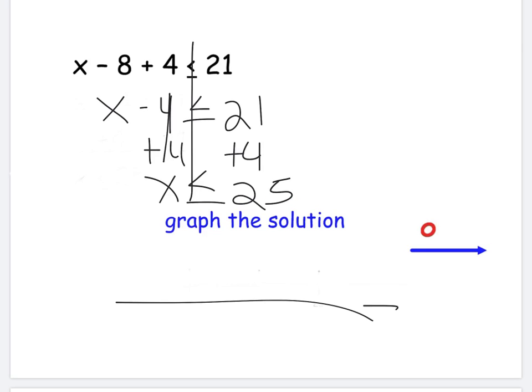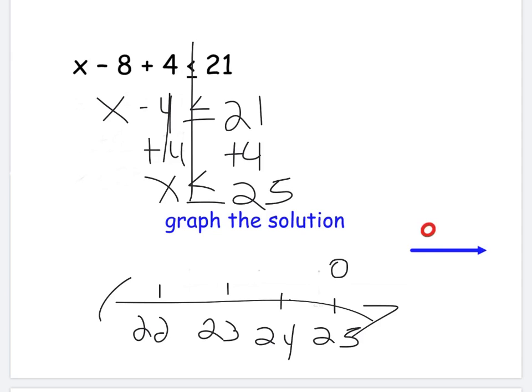And if I were to graph my solution, I have my less than or equal to symbol, so my arrow is going to go to the left. So I have 25, and the numbers less than it are 24, 23, 22, etc. My circle is going to start on the 25, the number that's given. It's less than or equal to, so my circle is colored in. And then because it's less than, my arrow is going to the left.